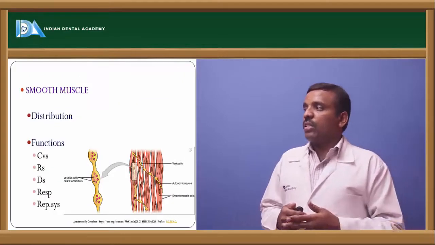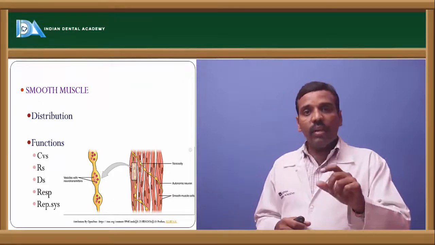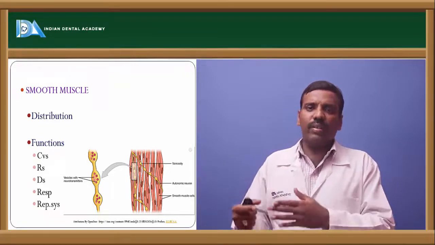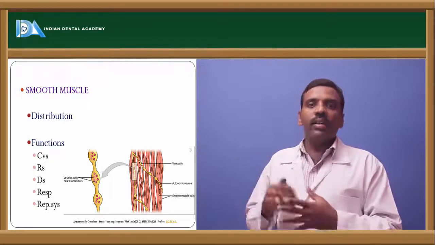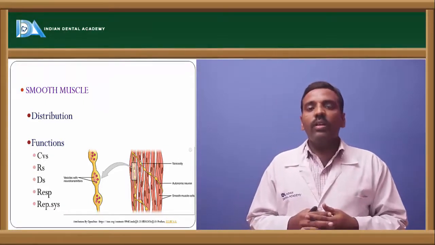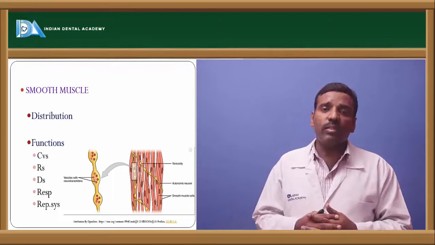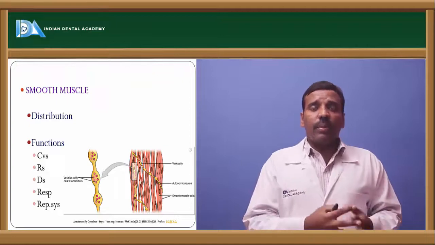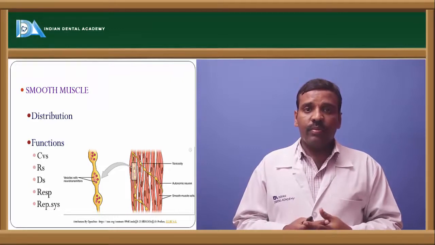Next is the smooth muscle. Another type of muscle is smooth muscle, and there is cardiac muscle, which we learn about in the cardiovascular system, including its properties, action potential generation, resting membrane potential, and everything else. Coming to the smooth muscle, it is distributed in all the systems, all the organs and viscera, for example liver, stomach, intestine, lungs, spleen, pancreas.